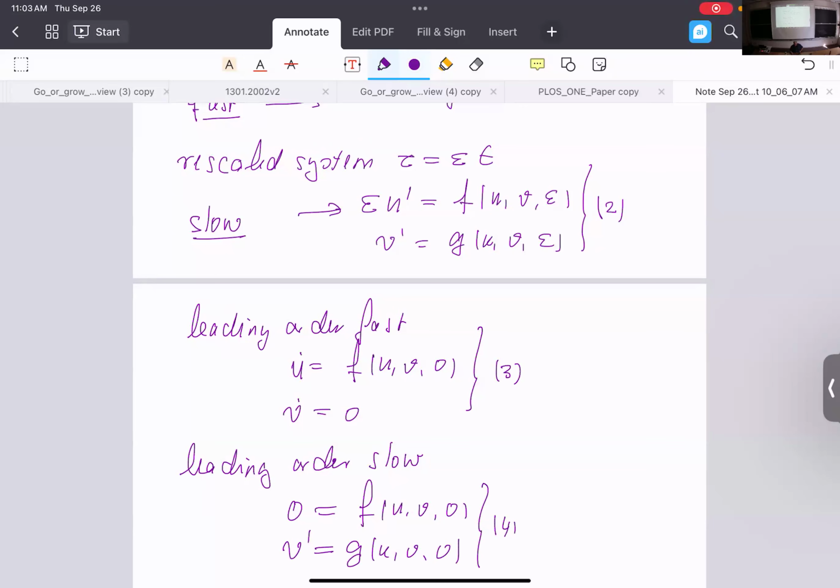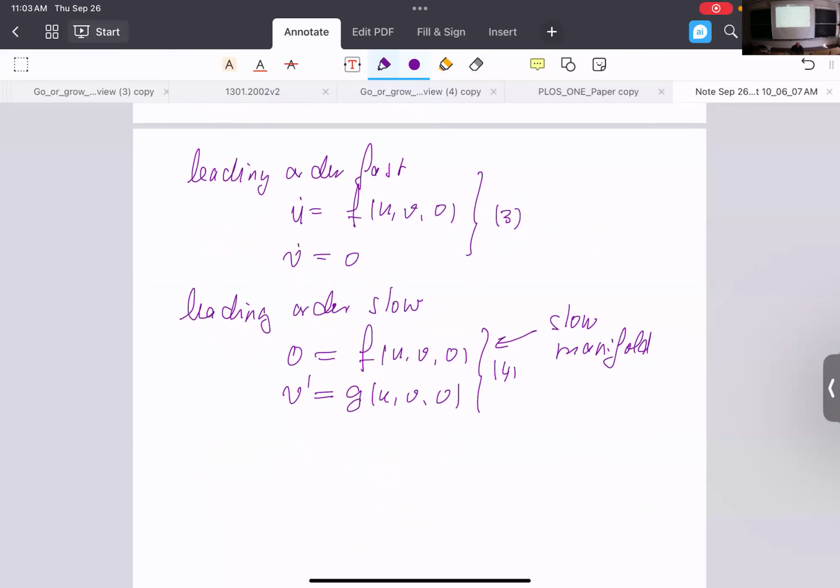Now in 4, the first equation is just f is equal to 0. So this defines again our slow manifold. Let's write it down properly. So then the slow manifold is all u's and v's, so that f of u, v, 0 is equal to 0.